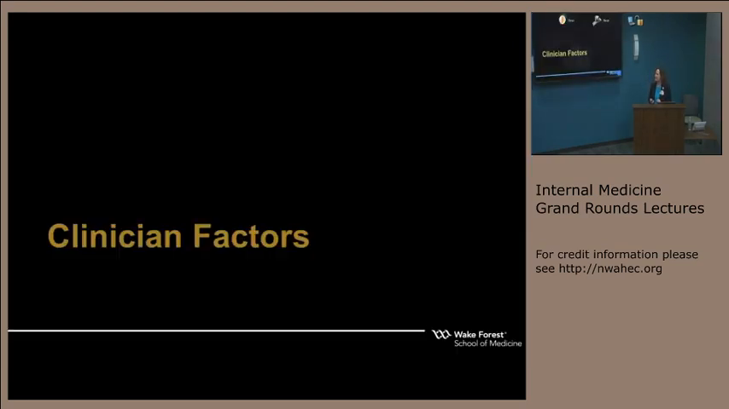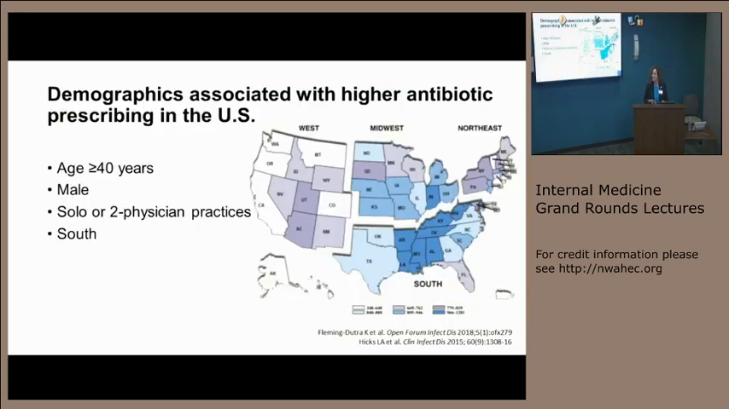Okay, so moving on now to clinicians. So clinician demographics associated with higher antibiotic prescribing are age 40 and over, male gender, people who are in solo or 2 physician practices, and people who practice in the South. So to orient you to this map, the lightest lavender states are the states with the lowest prescribing rates. The darkest blue states are the states with the highest antibiotic prescribing rates. So you can see the South is the densest area. We in North Carolina are actually not in the top tier. We're 3rd from the top, but we certainly have room for improvement.